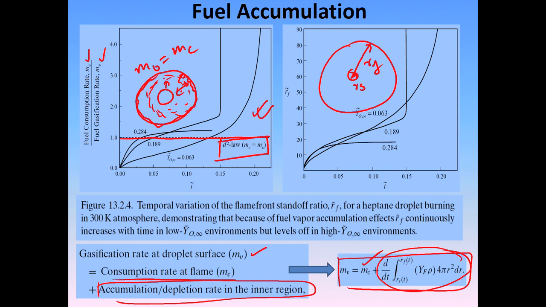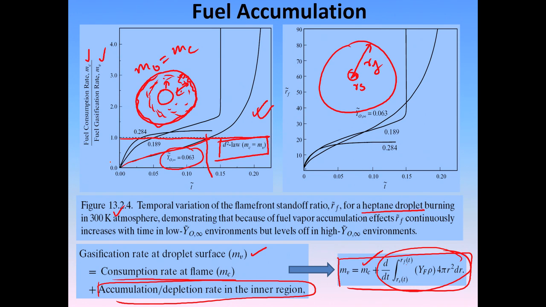So, what you see in this particular plot is that ideally the ratio should be 1, because that is what the d square law actually prescribes. But do you see that, for example, in an oxygen depleted environment, YO infinity, if the flame is burning, these results are for a heptane droplet in a 300 K atmosphere, room temperature burning. So, here if it burns in a low oxygen environment, you see that this ratio approaches 1, but for a significant part of the droplet lifetime it is not. It is quite low actually.